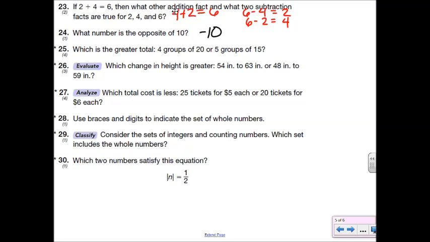Which is the greater total? 4 groups of 20 or 5 groups of 15? Well, 4 groups of 20 means 4 times 20, which is 80. 5 groups of 15 means 5 times 15. And we have 5 times 10 plus 5 times 5, if I break up that 15. And that gives me 50 plus 25, which is 75. So the greater total is 4 groups of 20.